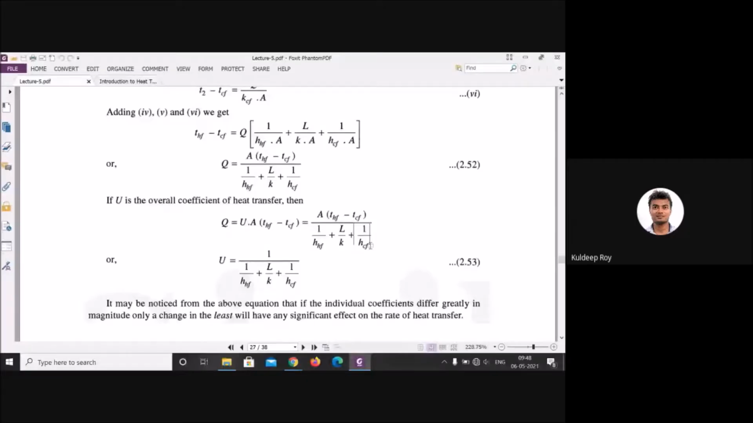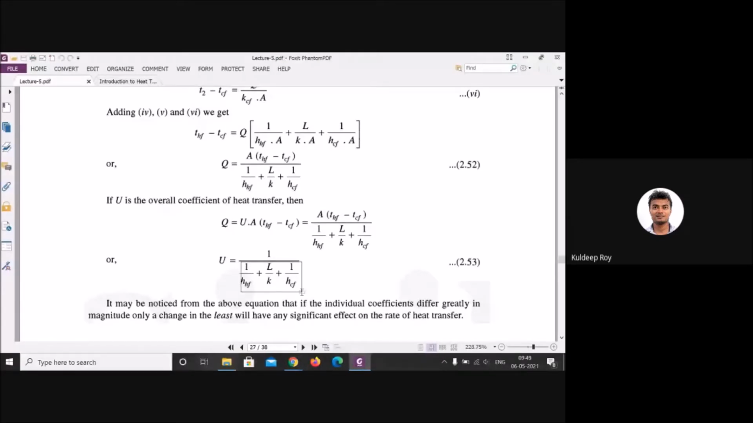cold film. This is for the hot film. This is the cold film, and this is for your solid, that metal which you have used for the heat transfer. And this much will be your value for the overall heat transfer coefficient. And you have determined U equal to 1 divided by all the resistive forces added in the denominator.